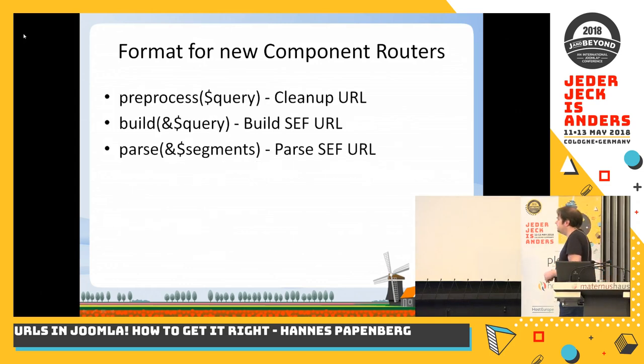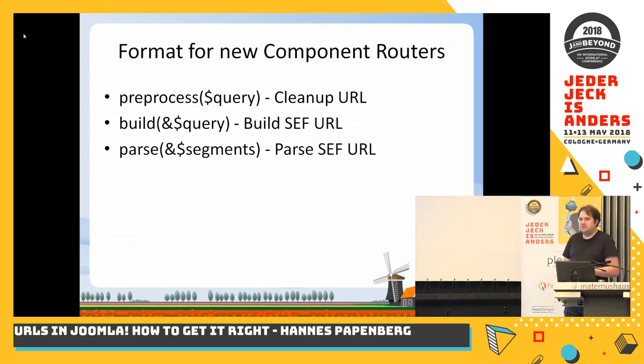Specifically, the new interface looks like this. We've got a pre-process method, a build and a parse method. The pre-process method will allow you to do stuff like finding out the right item ID, making sure that the URL that you're getting in is complete. For example, is it missing the alias for an article ID, or is it missing the category ID for an article? All the stuff you are supposed to do in the pre-process step. This pre-process step is also always called when a URL is sent through the Joomla router.